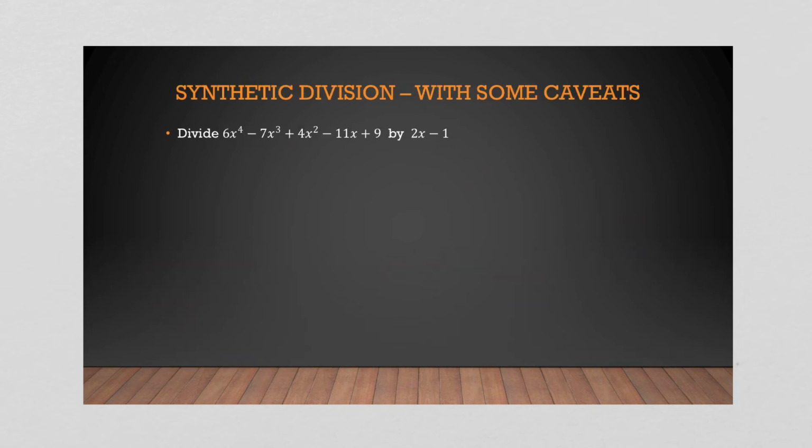Now, obviously, there are a few caveats going on here. It's not always going to be straightforward. And number one is when you have a factor that is 2x minus 1. So you have to remember that if you have 0 equals 2x minus 1, it means your factor is actually x equals a half. So with our synthetic division, we're going to have to put a half up here. And then we still list this the same way. We're not missing any power terms. So 6 minus 7 plus 4 minus 11 plus 9.